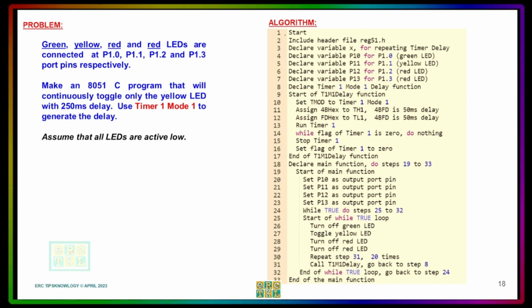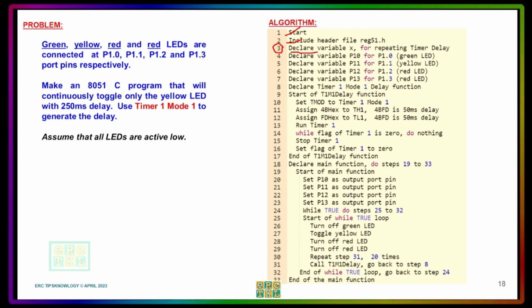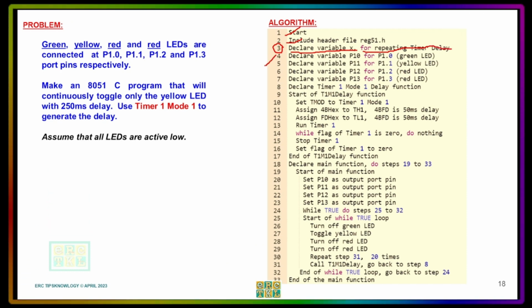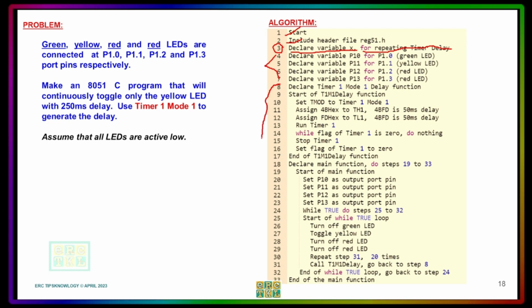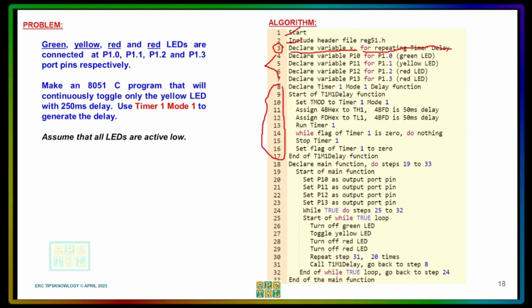In the algorithm, you will see the start is the same, include the header file. Like in technique number 1, where we used some delay, we again declared the variable x because we need it for repeating the timer delay later on. And then from step number 4 up to step number 7, that will be the same declaration for the port variables for the LEDs. And then on step number 8 up to number 17, this is the new thing. This is the main difference between the first and second and this example.